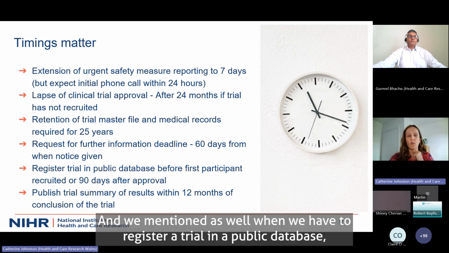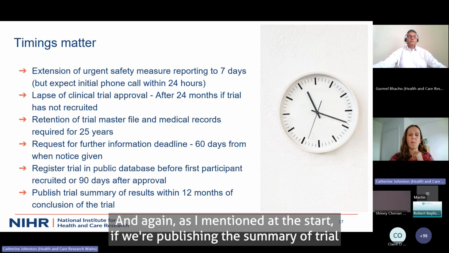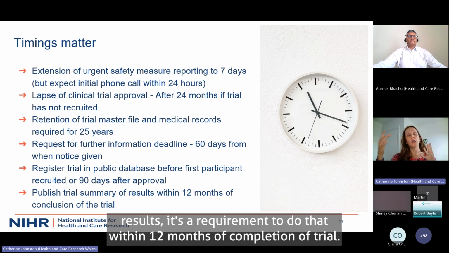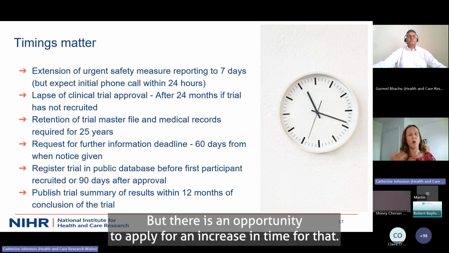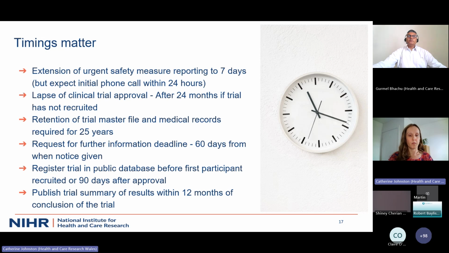And we mentioned as well, when we have to register a trial in a public database, it's either before the first participant is recruited or 90 days after approval. And again, as I mentioned at the start, if we're publishing the summary of trial results, it's a requirement to do that within 12 months of conclusion of trial. But there is opportunity to apply for an increase in time for that if required, up to a certain point.